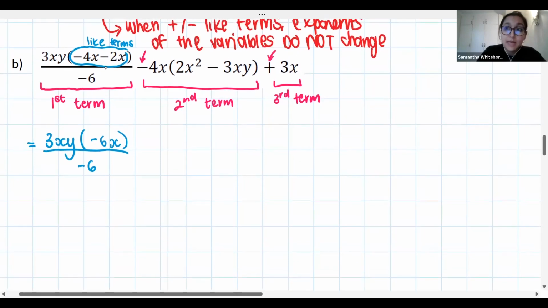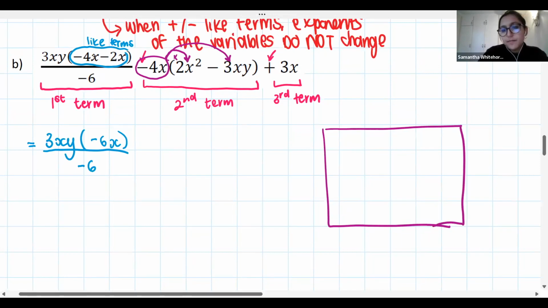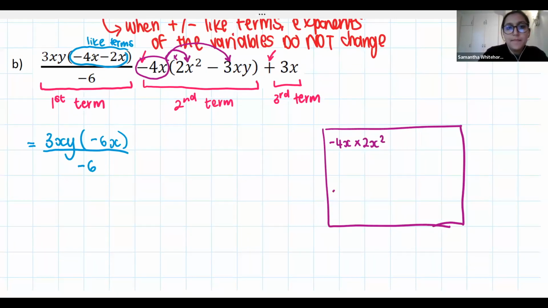I'm happy that I'm getting to a more simplified answer. If I now look at the second term, what I'm doing is I'm taking this negative 4x and I'm distributing, or multiplying it into my bracket. So if we do a little multiplication block again for ourselves, what we see is that we've got the negative 4x times positive 2x squared, and we've got negative 4x times negative 3xy.